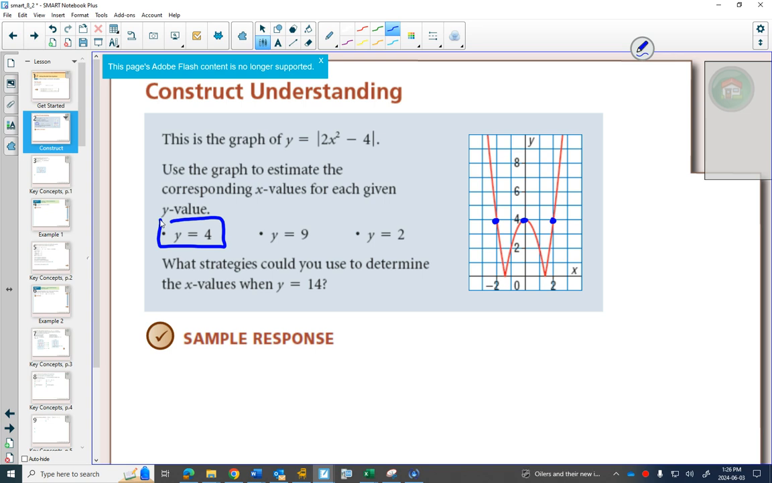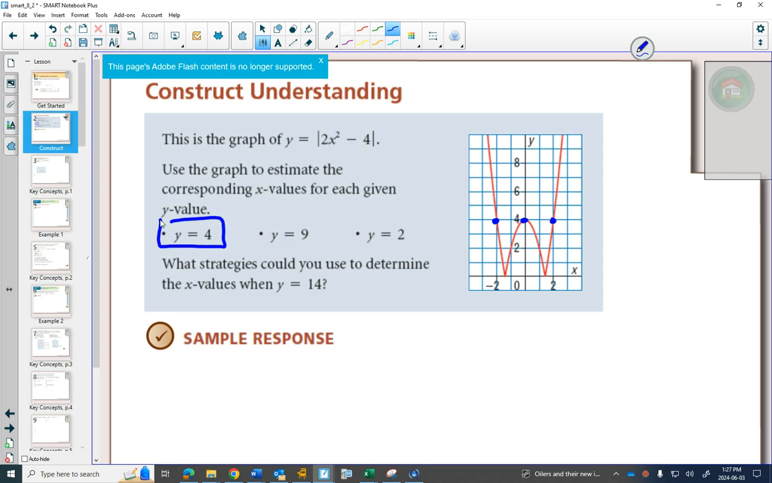Let's double check if they actually work. It looks like −2. If you plug in −2 into this equation, what do you get? −2 squared is positive 4. Times 2 would be 8. Minus 4 would be 4. What's the absolute value of 4? 4. That one works. What about 0?